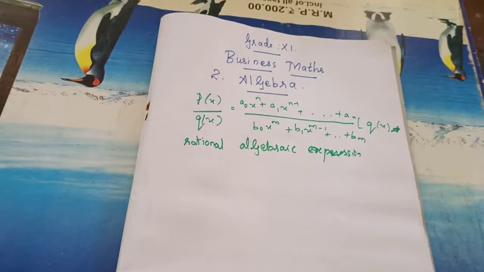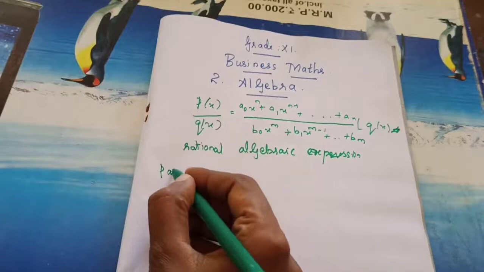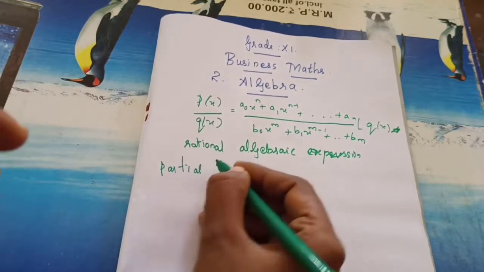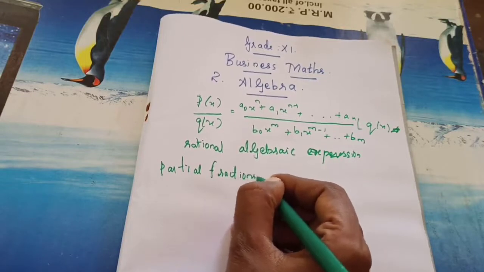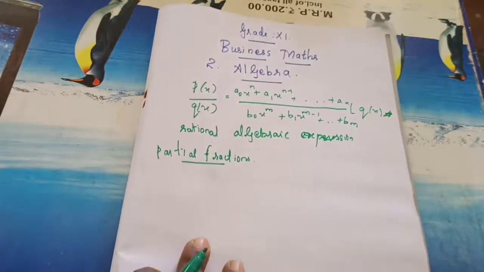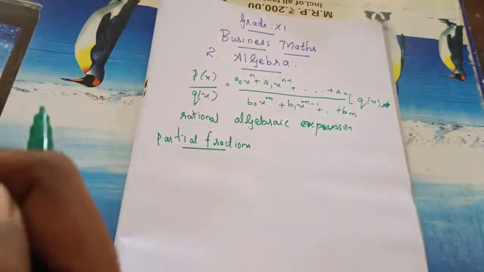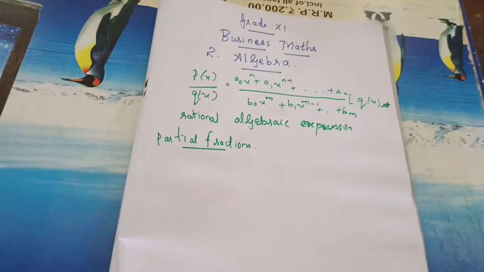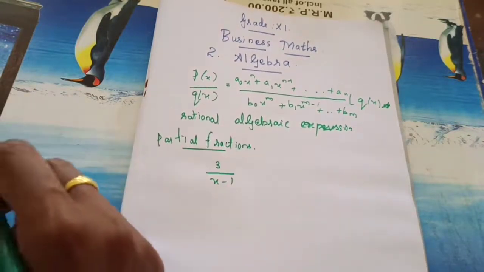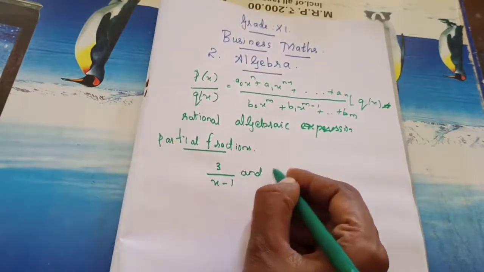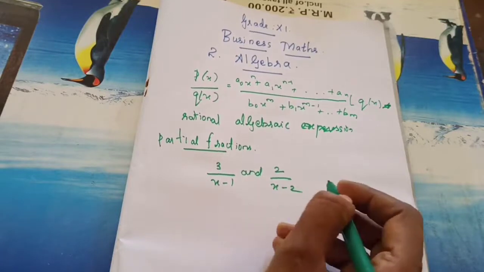So now let's move to partial fractions. This is our topic. These are the major things you have learned already. This one is very important. This only we are going to learn. What do you mean by partial fractions? We can express the sum or difference of two rational expressions. I am taking one rational expression as 3 by x minus 1 and another rational expression as 2 by x minus 2.